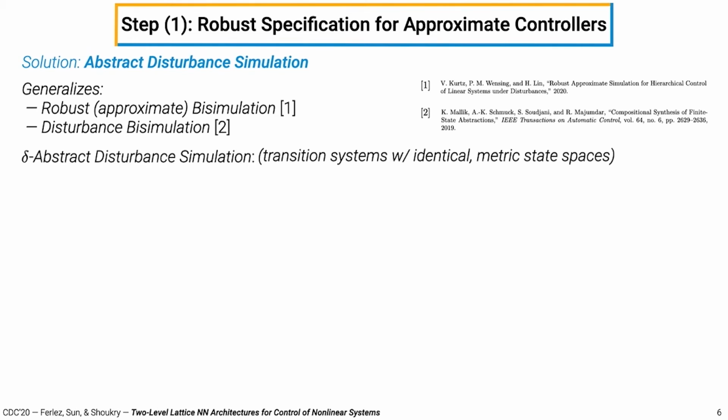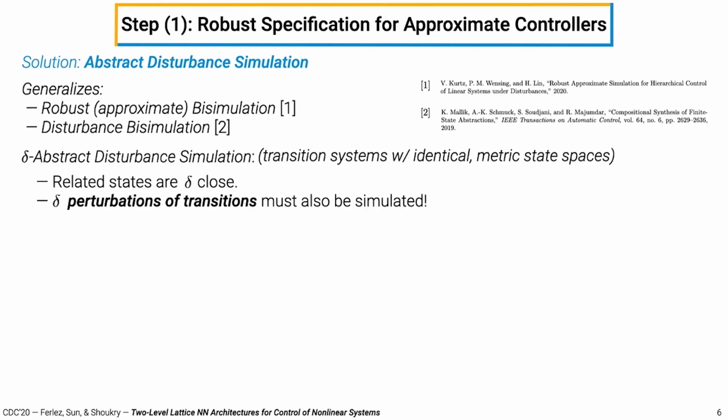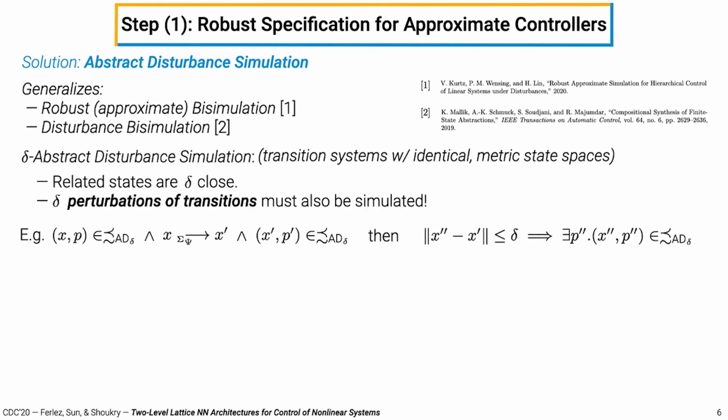Delta abstract disturbance simulation is most simply defined on transition systems with identical metric state spaces, but it has two important properties. One, related states are delta close, and two, most importantly for our purposes, delta perturbations of the target states must also be simulated.